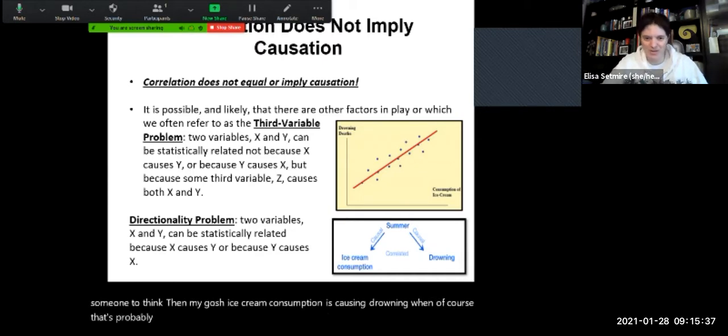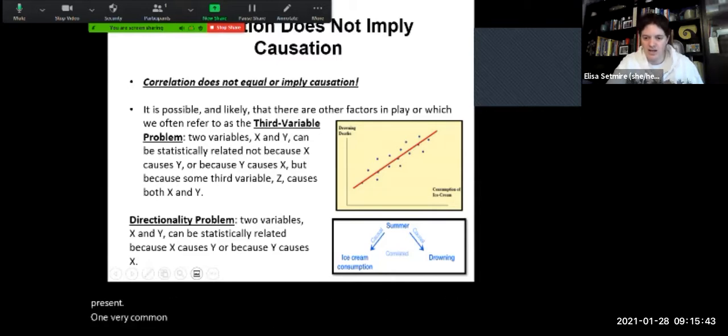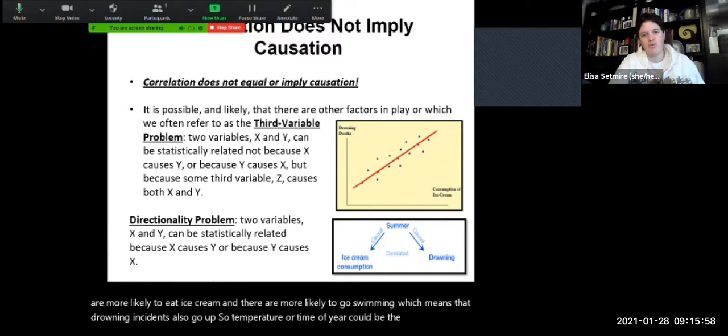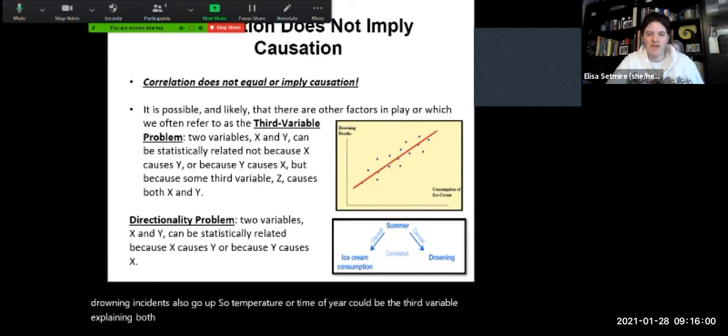There are other, and probably third, fourth, and fifth, variables that are present. One very common third variable explanation for this is the time of year. In the summer, people are more likely to eat ice cream and they're more likely to go swimming, which means that drowning incidents also go up. So temperature or time of year could be the third variable explaining both of these things. So we always have to think of those possible third variables that could be explaining what we're seeing.